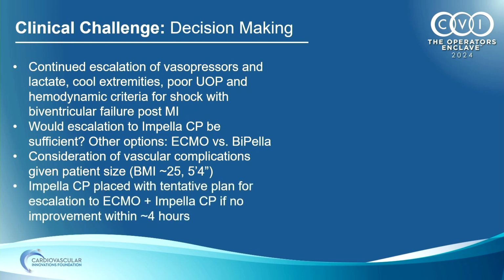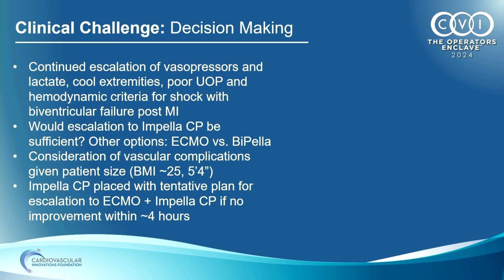And so I think our plan, and you can go different ways with this, obviously, and we can discuss this, but the plan was, well, let's place a CP, with a tentative plan to escalate to ECMO. I think the concern by our team as we had convened our shock team was maybe biventricular support would not be enough for this patient. Also, the patient was hypoxic. We're concerned about lung injury and being able to oxygenate the patient. And so our tentative backup plan was ECMO.